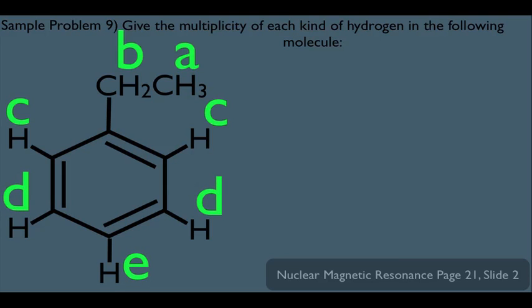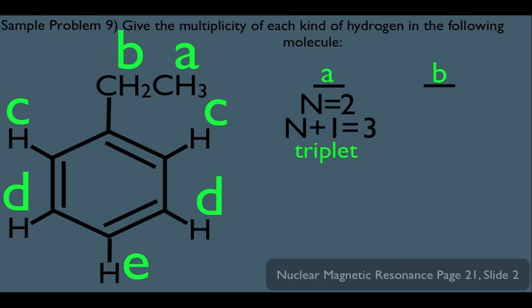And let's start with the A hydrogens and let's figure out what their N value would be. Well, here they are right here. A's neighboring hydrogens would be the B hydrogens right here, and there happens to be 2 of them, so his N value equals 2. 2 plus 1 is 3. We should expect to see a triplet for the A.